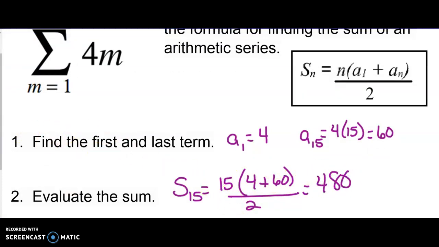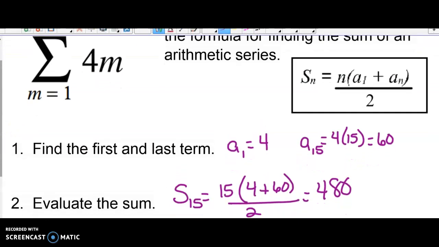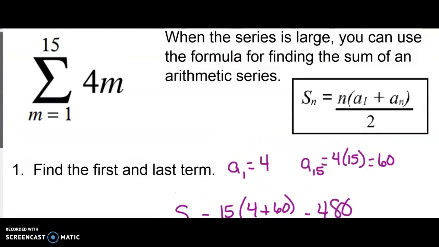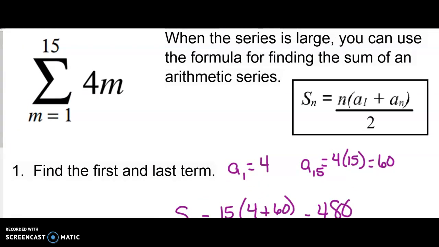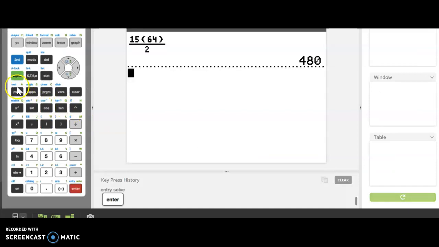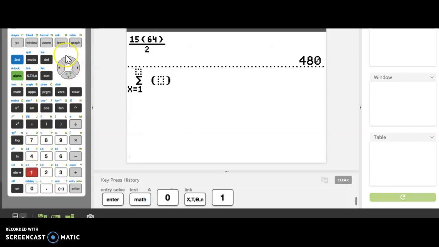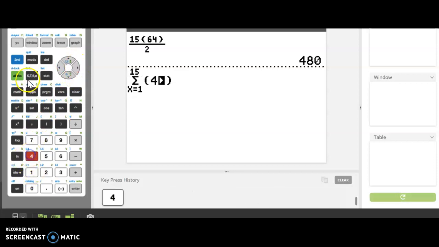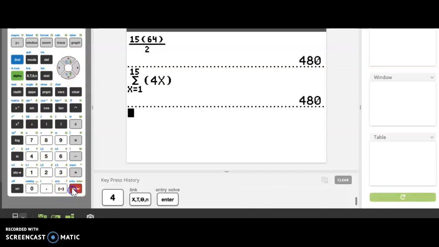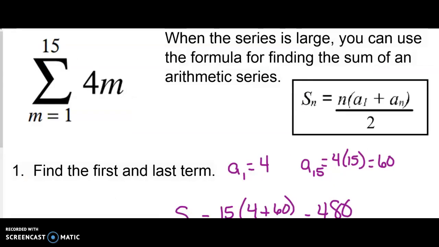Let's plug this into my sigma notation and see if I can get the same answer if I start from 1 and go to 15 of 4x. Okay, so if I go back to math, 0, I'm going to do x, and it started at 1, and it goes up to 15, and my formula was simply 4x. Nothing fancy about that. I still get the same answer, so no problem there finding those out.